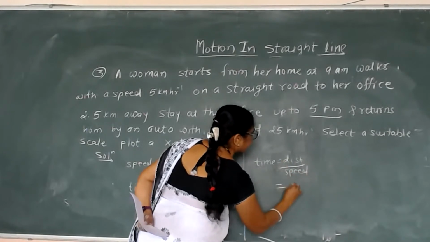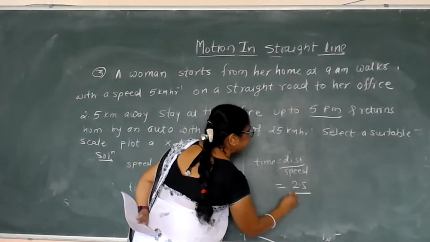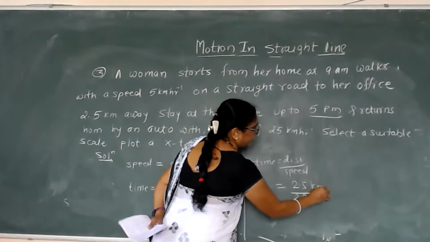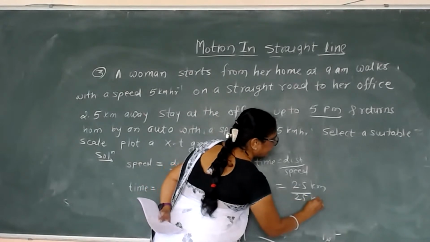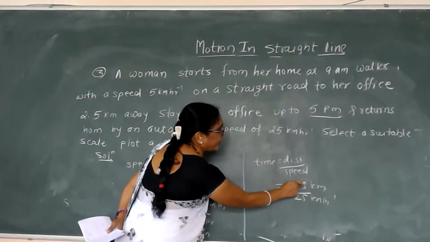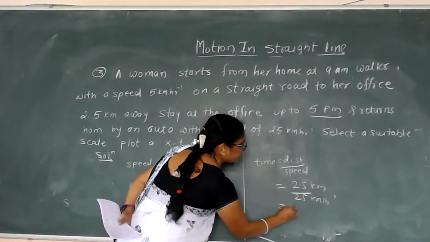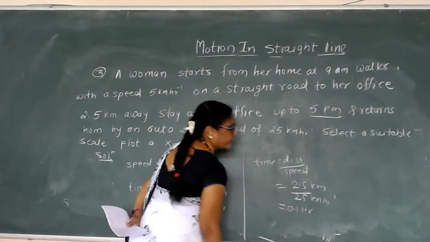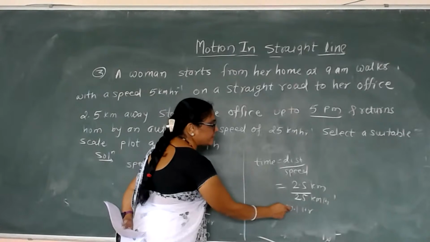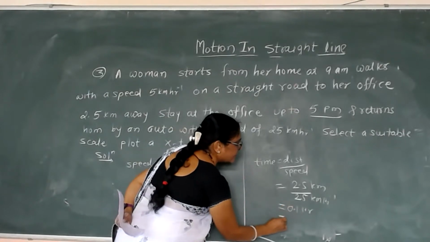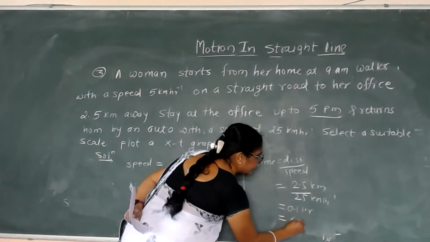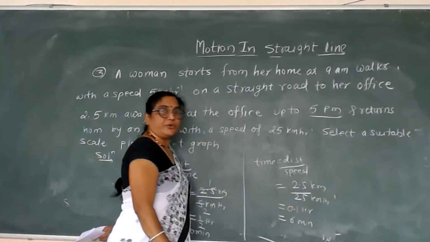So the distance is the same, 2.5 km, and the speed is 25. The unit is kilometer per hour. Therefore, 2.5 divided by 25 is equal to 0.1 hour. If it is converted into minutes, 0.1 into 60 means the time required is 6 minutes to return home.